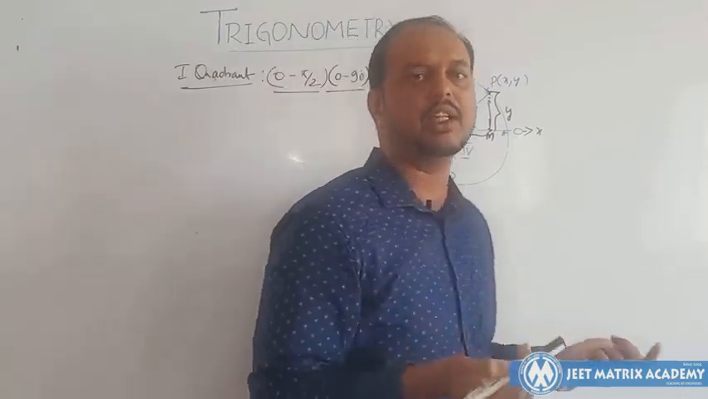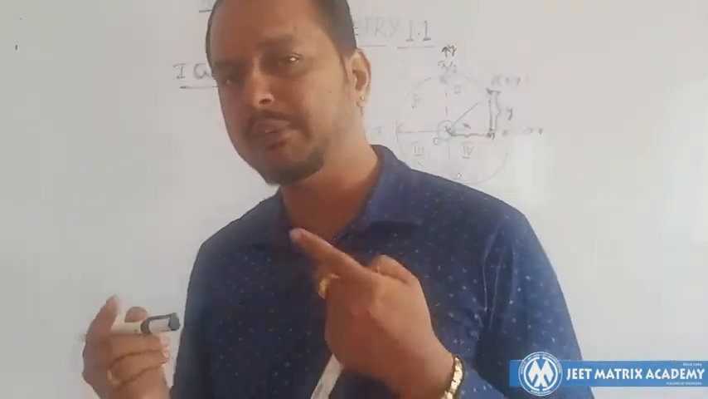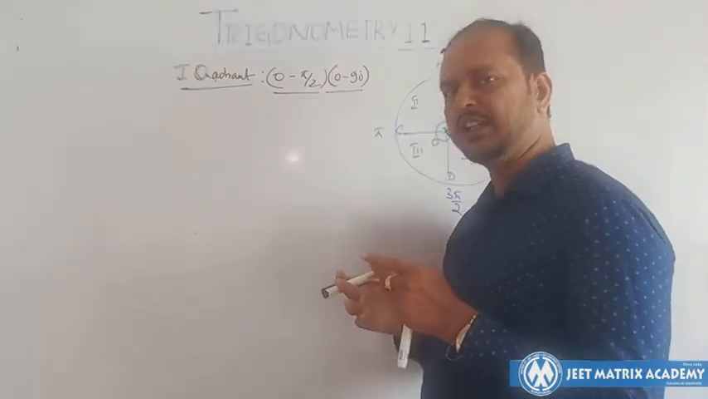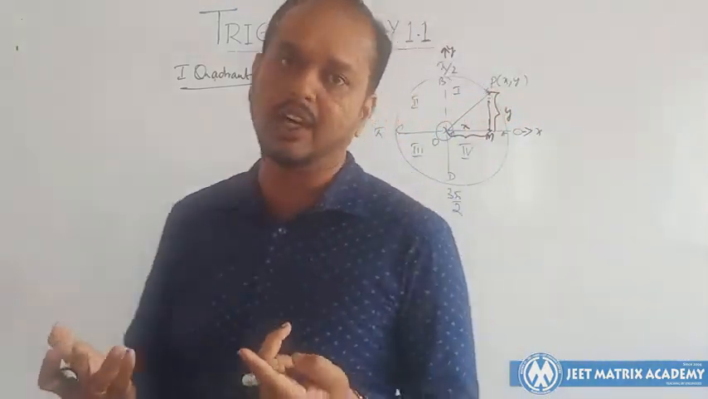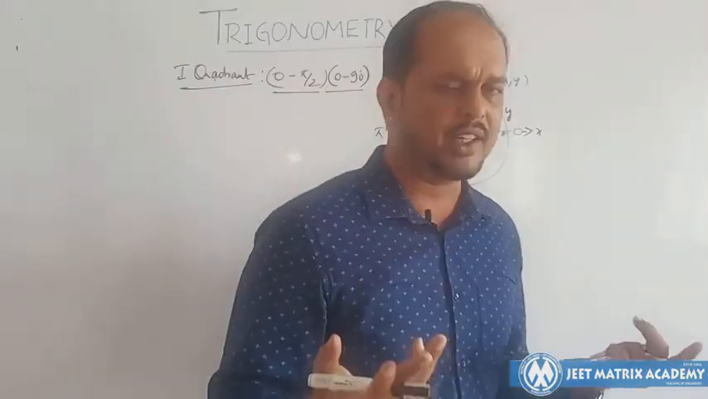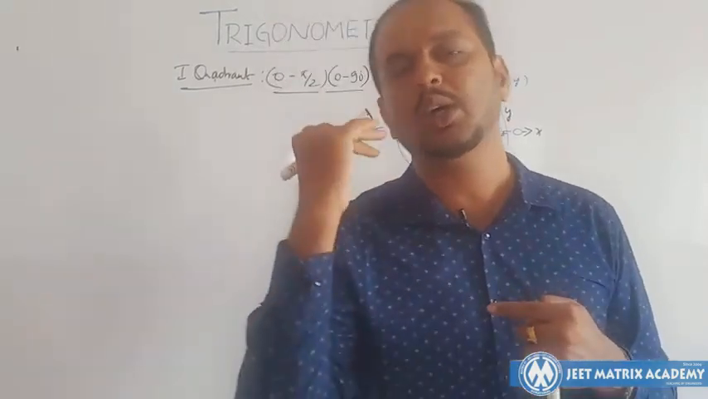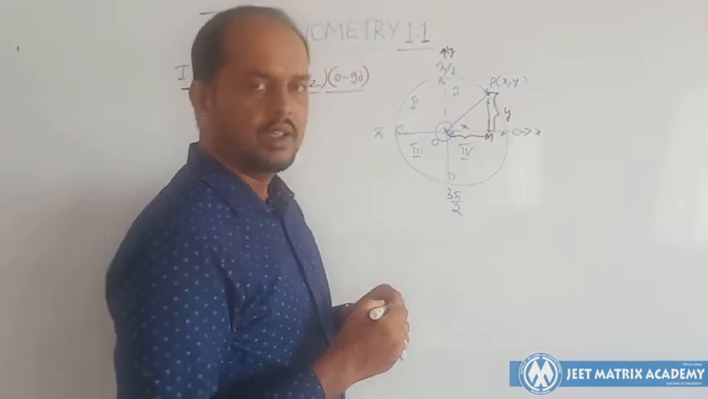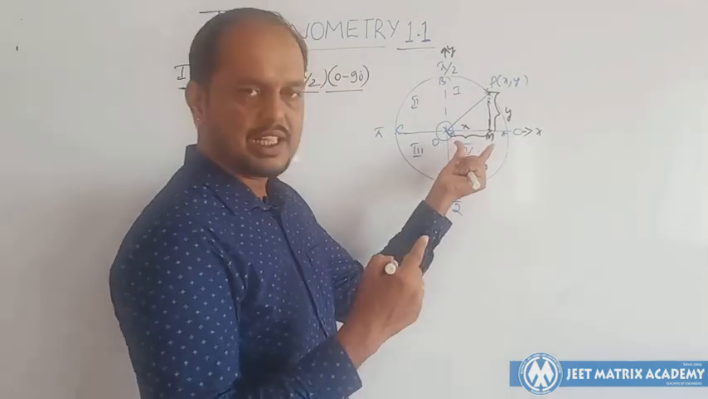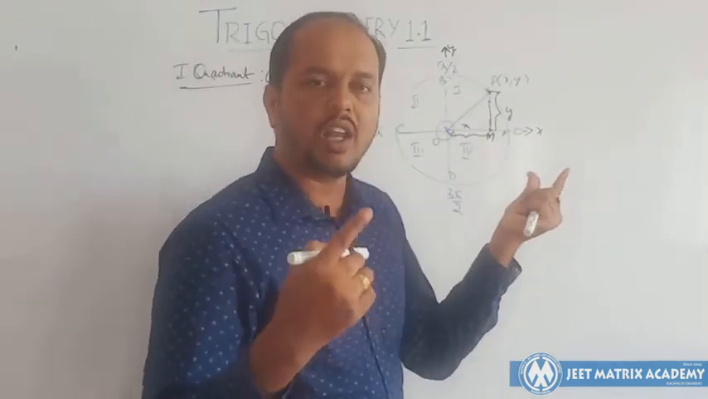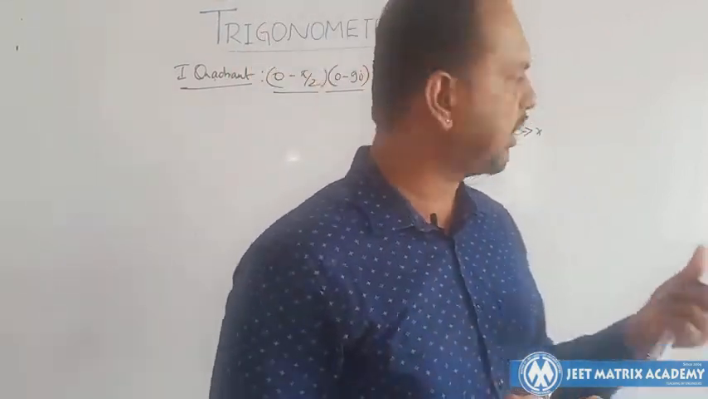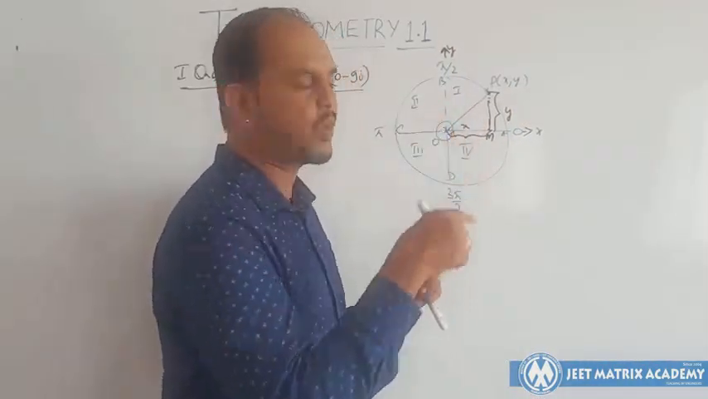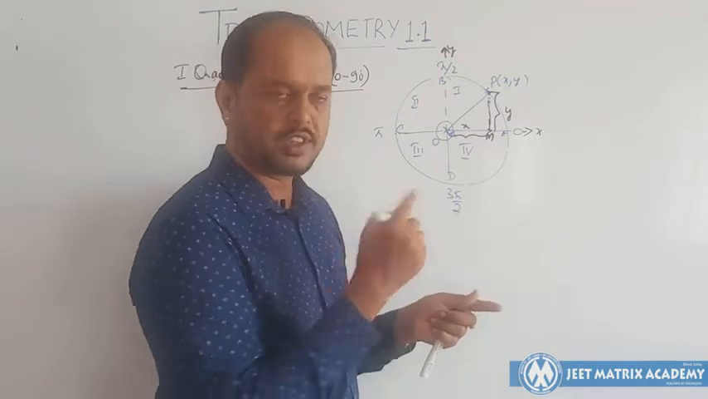It should be an acute angle, and it varies from 0 to 90. It might be 20 degrees, 30, 40, 45, 60, 90, or 85, anything, but it should be between 0 and 90. We'll discuss all angles in the next class. Now we will locate the point in each quadrant. So this is the case of the first quadrant.